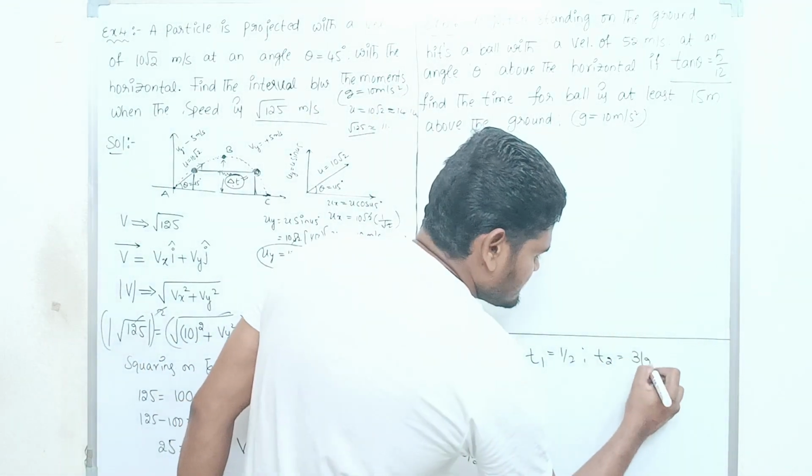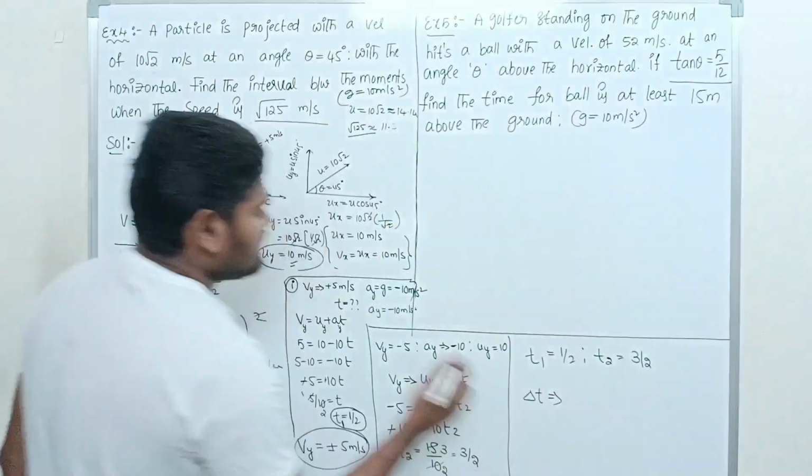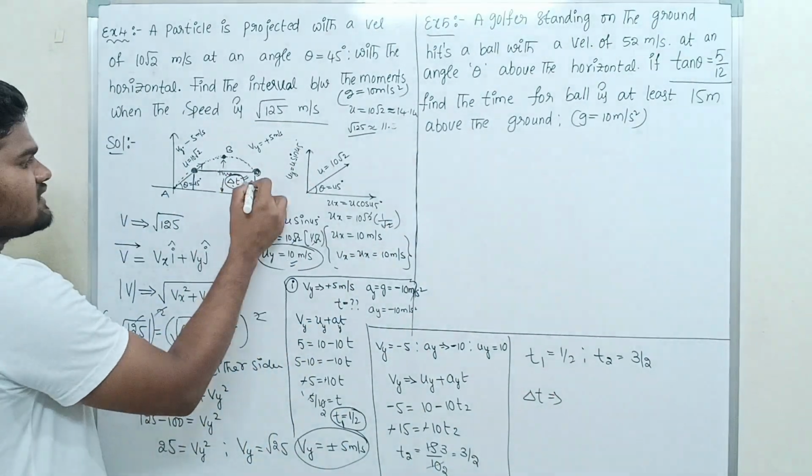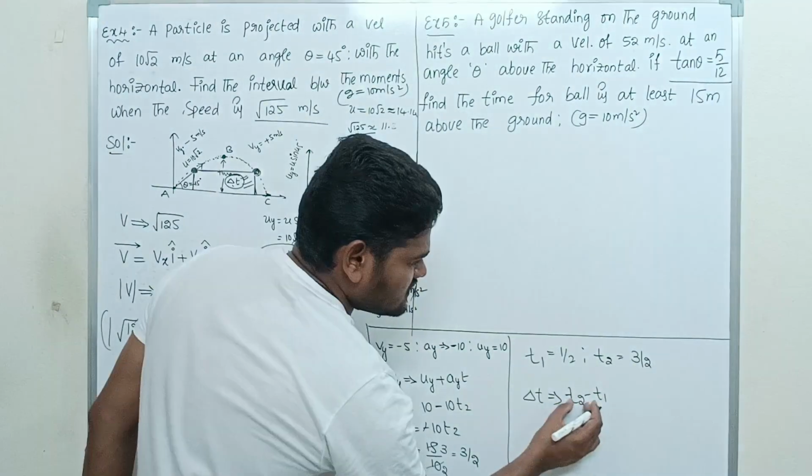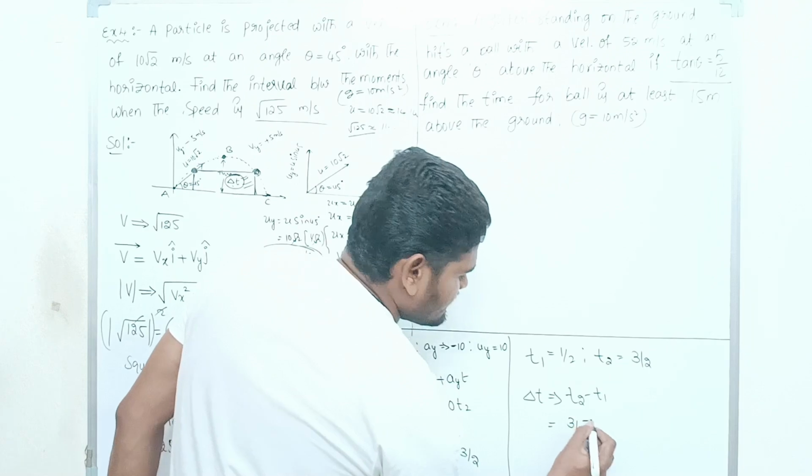3 by 2. What are they asking? The time interval, delta t. Delta t is equal to how much? They are asking for the time interval. So delta t is equal to t2 minus t1. What is t2? 3 by 2, minus what is t1?